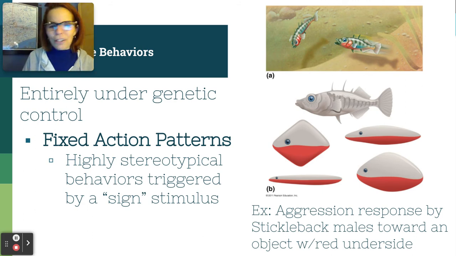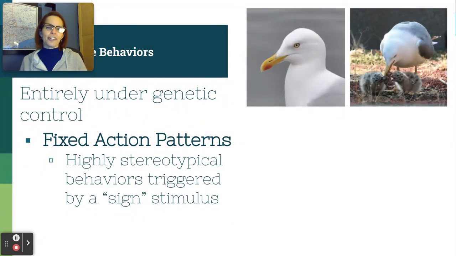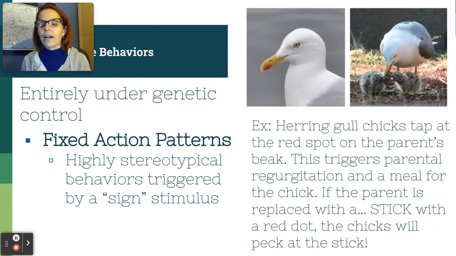So that's an example of an innate behavior and a fixed action pattern. And there are many others that are fascinating. We see them a lot in birds. This is just an example here: herring gulls, that's what these are. Their chicks tap at the red spot. Do you see the red spot on the gull's beak there?